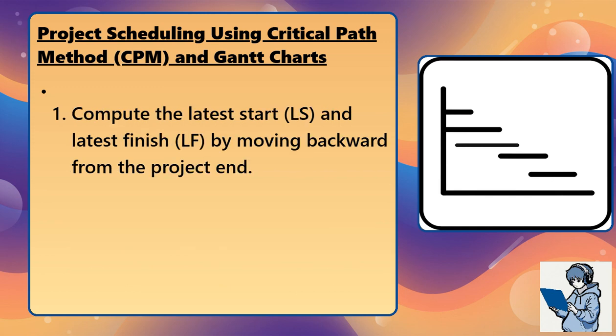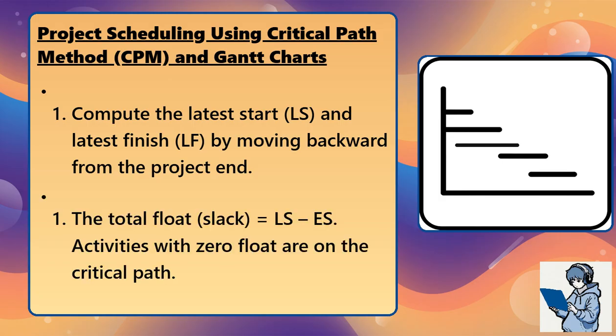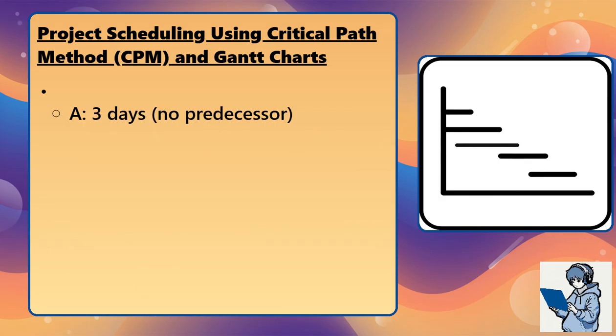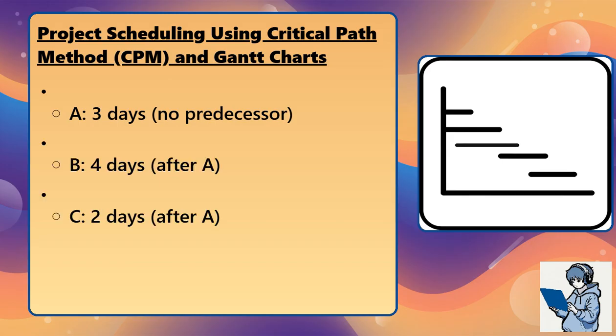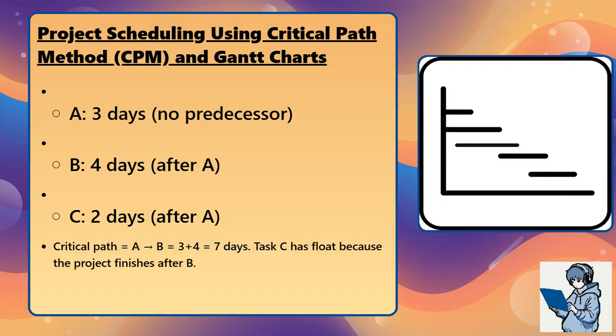4. Compute the latest start, LS, and the latest finish, LF, by moving backward from the project end. 5. The total float, also called slack, equals LS minus ES. Activities with zero float are on the critical path. Example: a simple project has 3 tasks. Task A, 3 days, no predecessor. Task B, 4 days after A. Task C, 2 days after A. Critical path equals A to B equals 3 plus 4 equals 7 days. Task C has float because the project finishes after B.